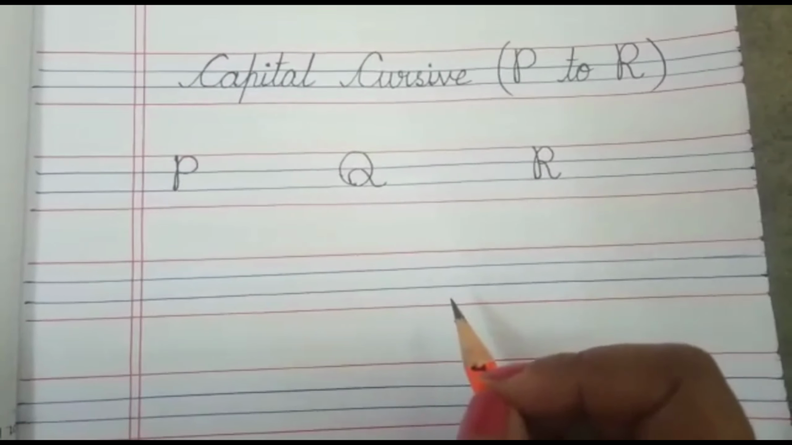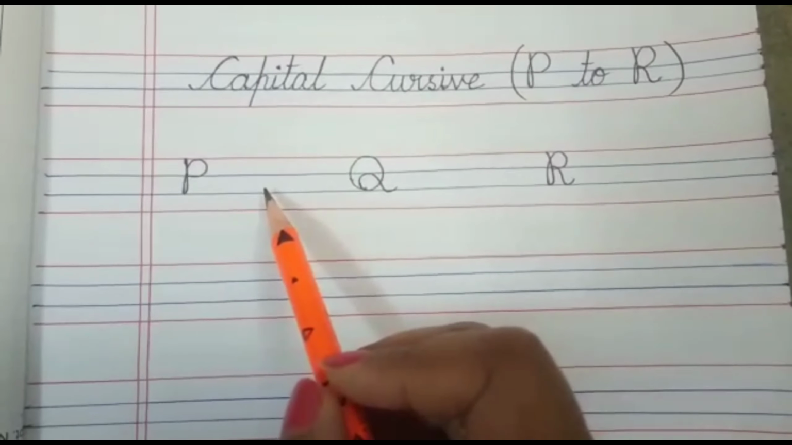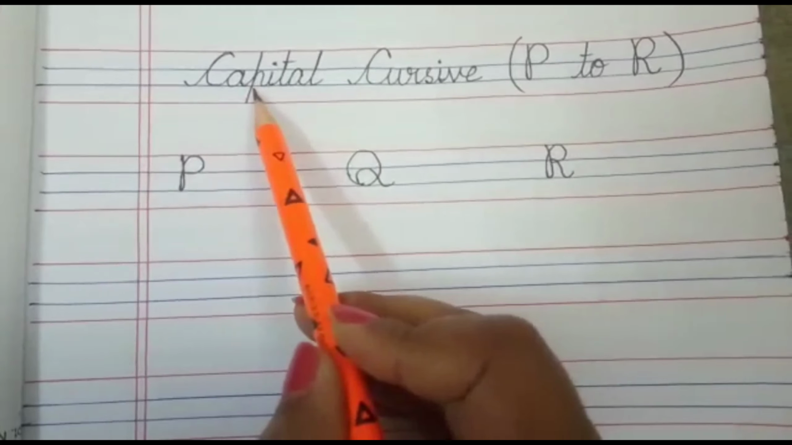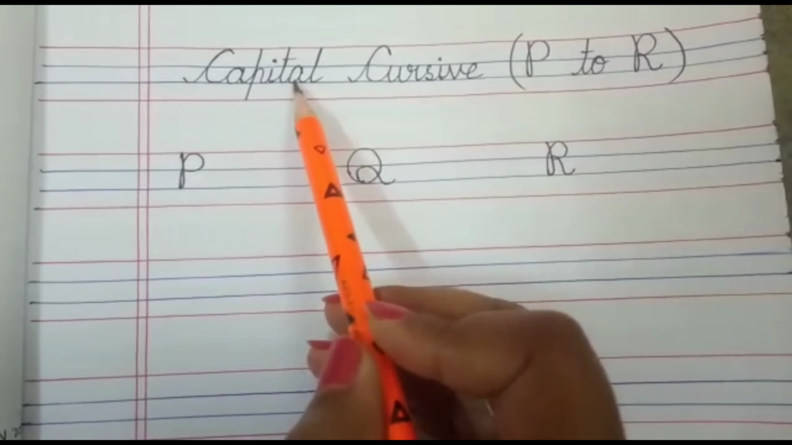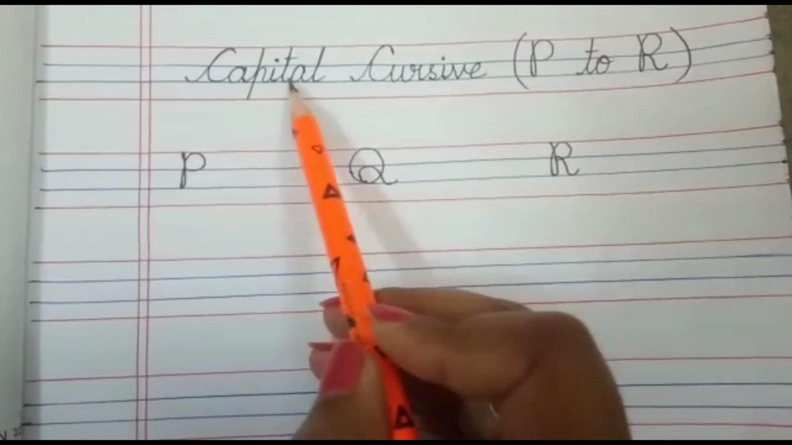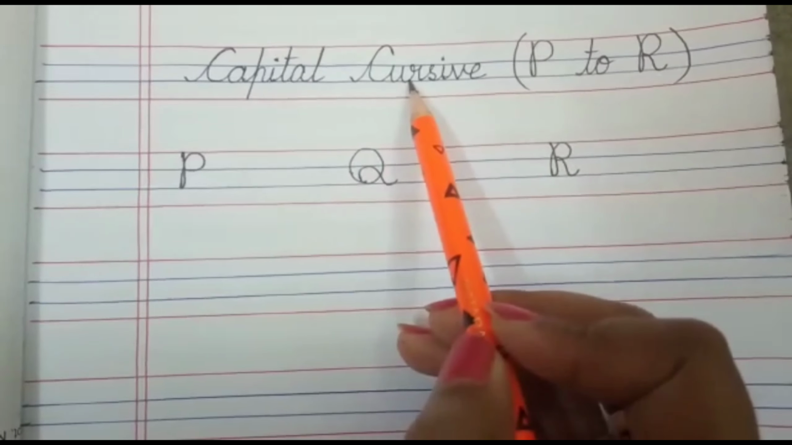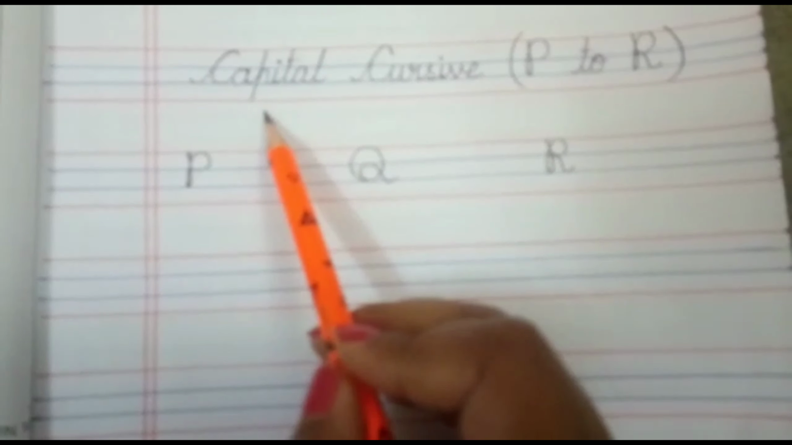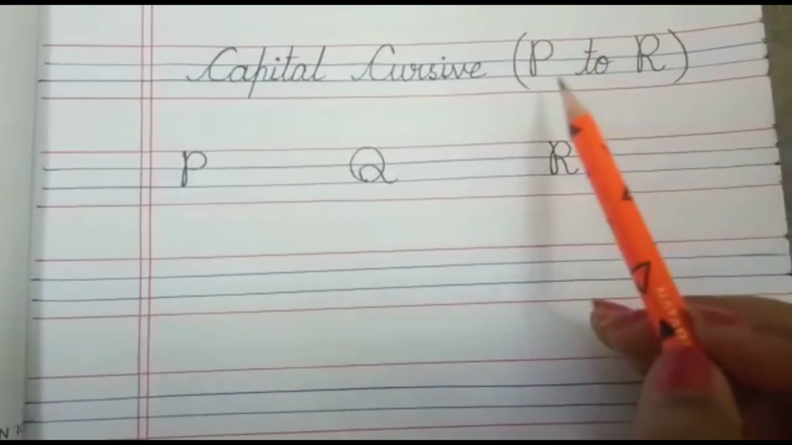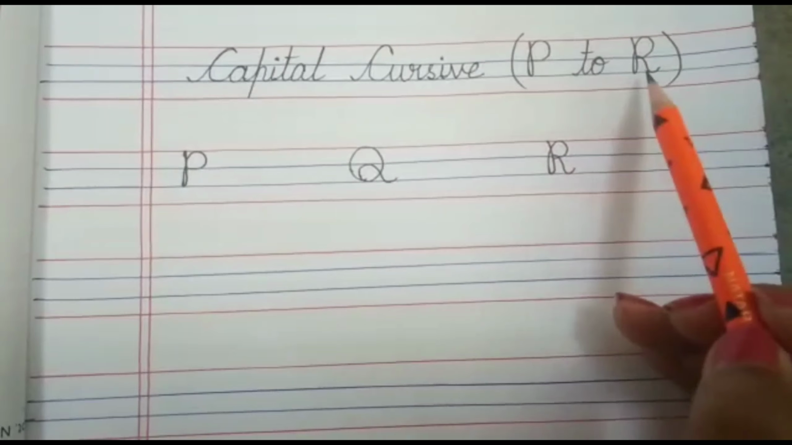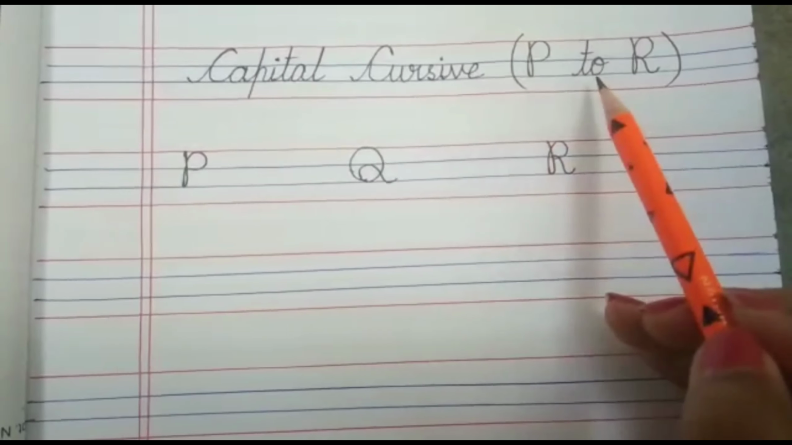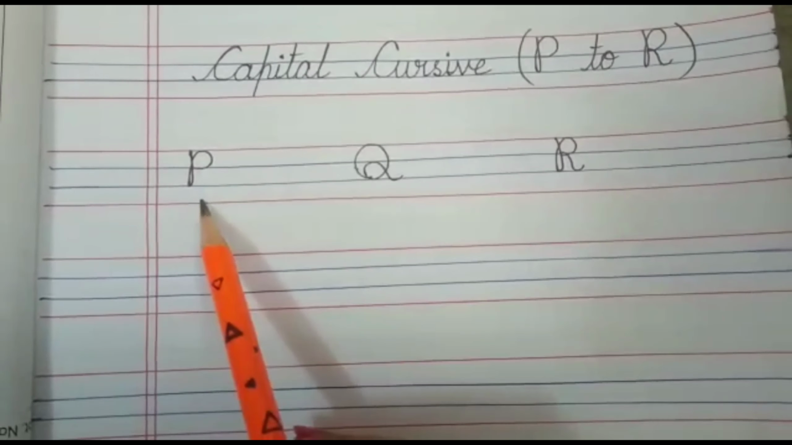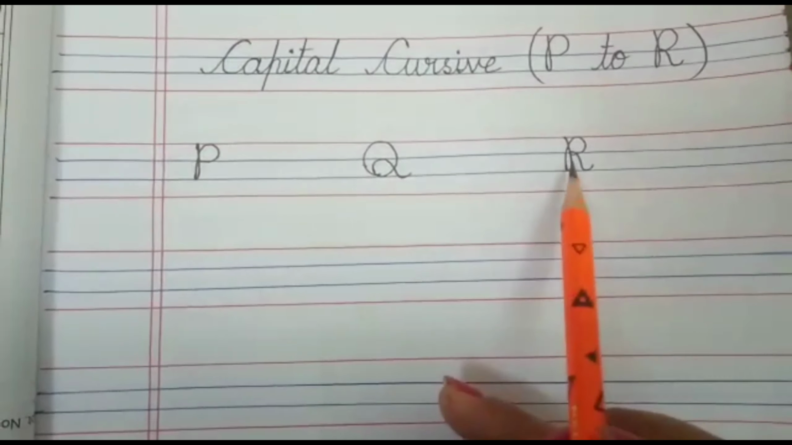So let us start. Before starting, all of you please read the heading with me. Capital cursive, from P to R. So all of you can see as I have written here P, Q and R.